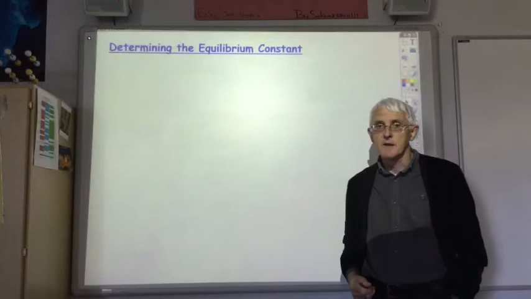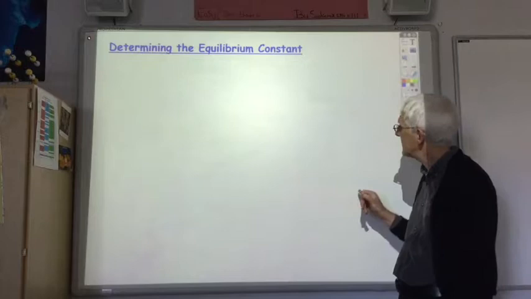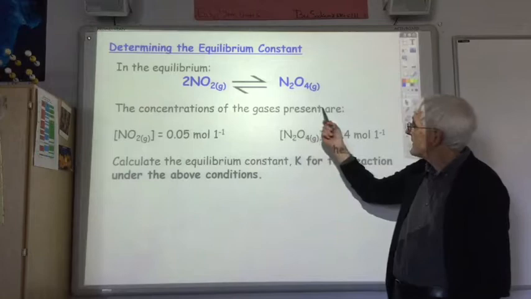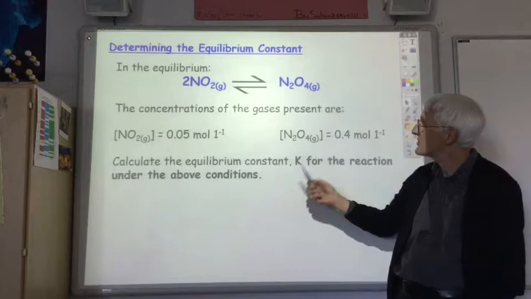Sometimes you'll be asked to determine the value of the equilibrium constant. Here's an example. So, the concentration of the gases present at equilibrium are this and this. Calculate the equilibrium constant for the reaction under the above conditions.